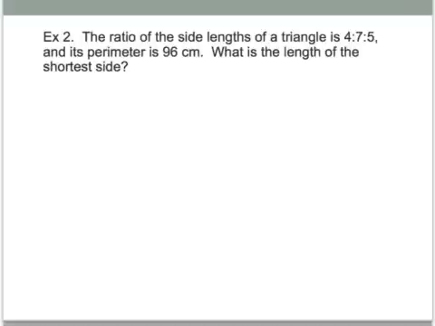Example 2. The ratio of the side lengths of a triangle is 4 to 7 to 5, and its perimeter is 96 centimeters. We want to know what is the length of the shortest side. So the first thing I'm going to do is draw some random triangle. I'm going to mark the shortest side 4x, the next one 5x, and then the longest 7x.